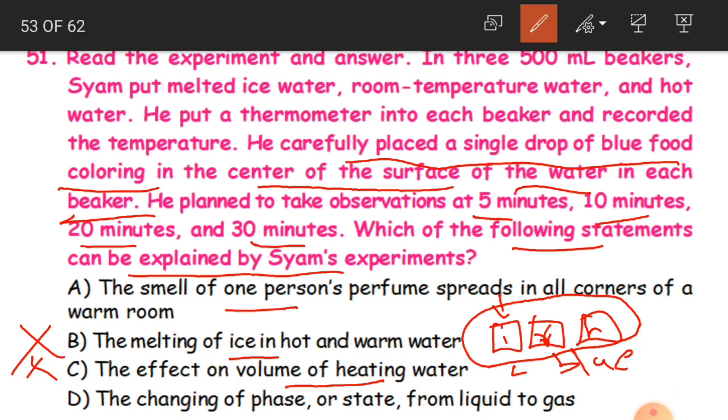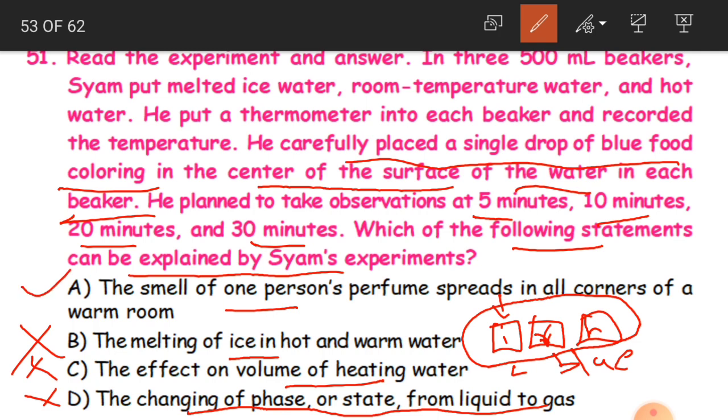D is the changing of phase state from liquid to gas. So are we seeing any boiling water into vapor and all that? No. So this is also a wrong option. So what is remaining is option A, which is the correct observation.